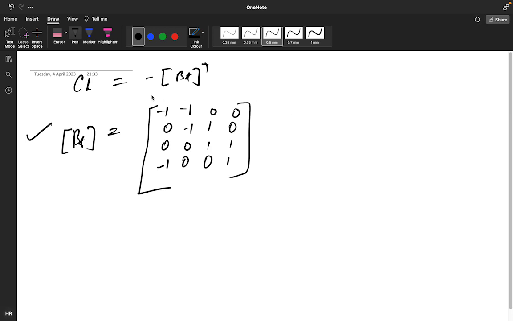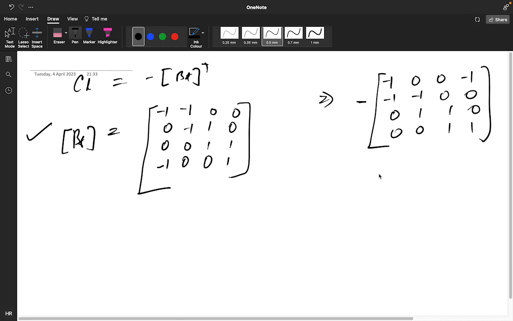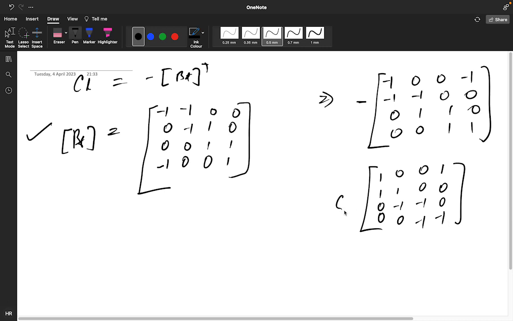And now you need to find the C_L value. How will you do it? Transpose it. If you transpose it, what you will get? Minus 1, 0, 0, minus 1, 0, 0, minus 1, minus 1, minus 1, minus 1, 0, 0, 0, 0, 0, 1, 1, 0, 0, 1, 1, 0, 0, 0, 0, 1, 1. And now you have to take the minus of the matrix. So 1, 1, 0, 0, 0, 1, minus 1, 0, 0, 0, minus 1, minus 1, 1, 0, 0, minus 1. So you are getting your C_L matrix.